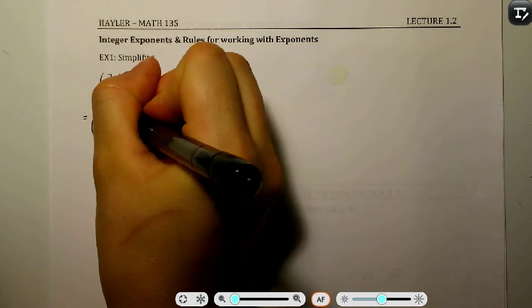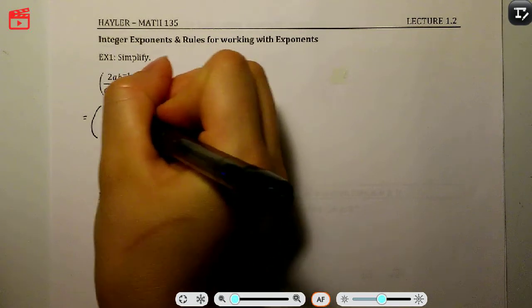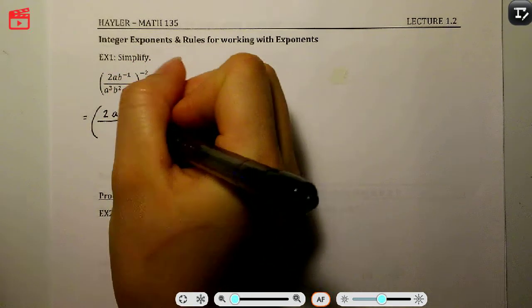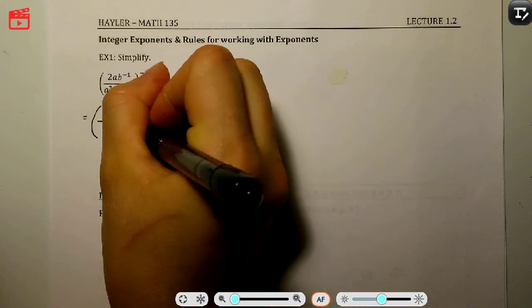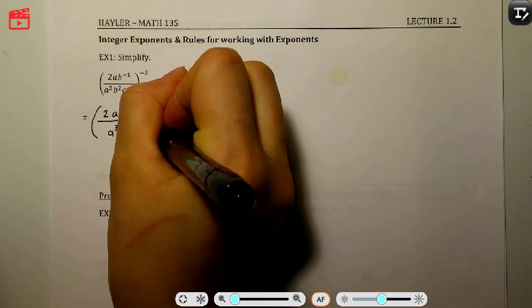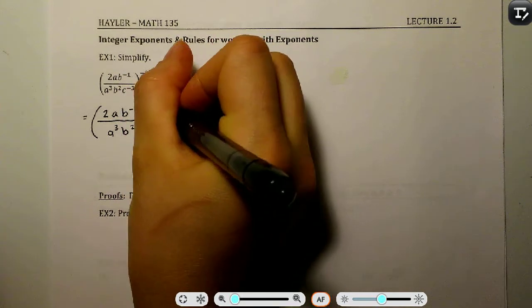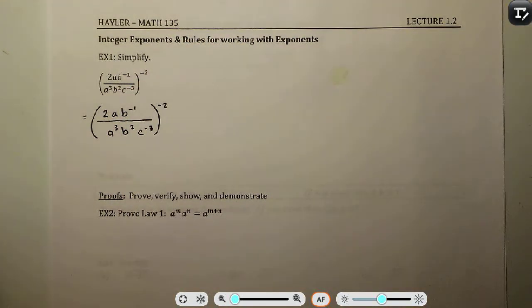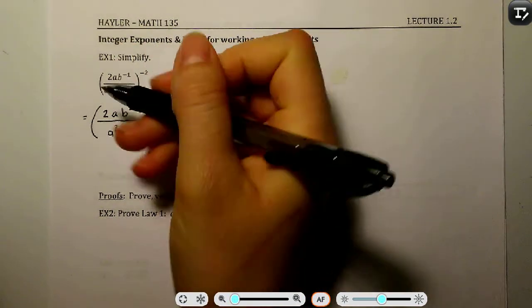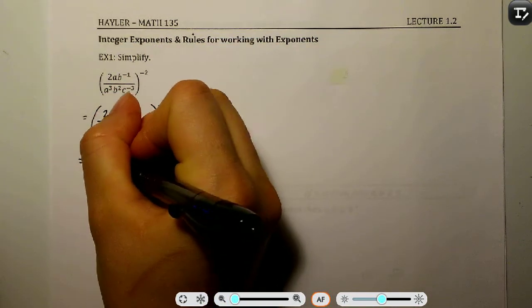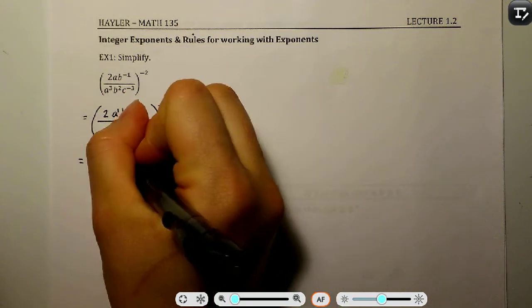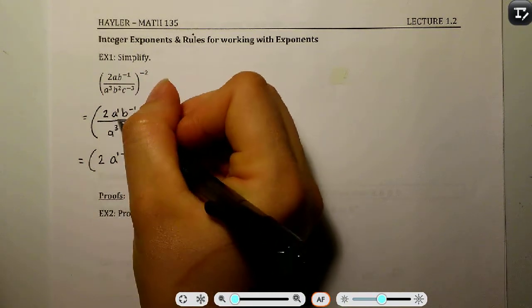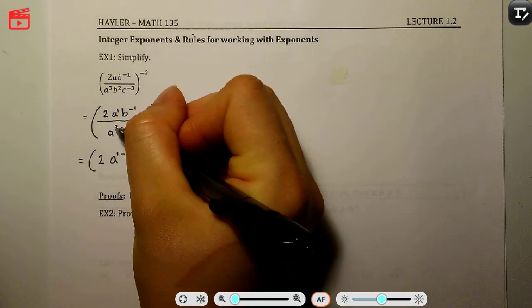So 2a b to the negative 1. I'm going to rewrite this so you can see the variables on the top and bottom of each other. All right, so there we go. Now what I'm going to do is use the quotient rule and rewrite this. So I have 2a to the, that's a 1 power, 1 minus 3. So we used the quotient rule and did the 1 minus the 3.